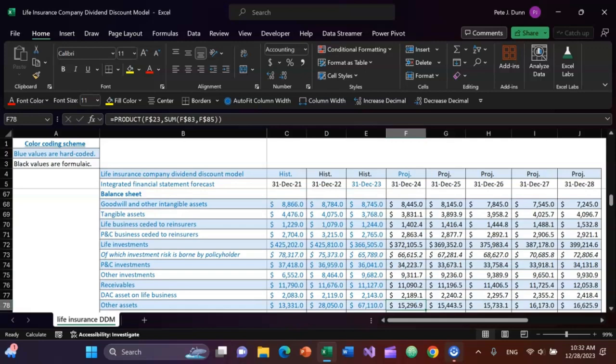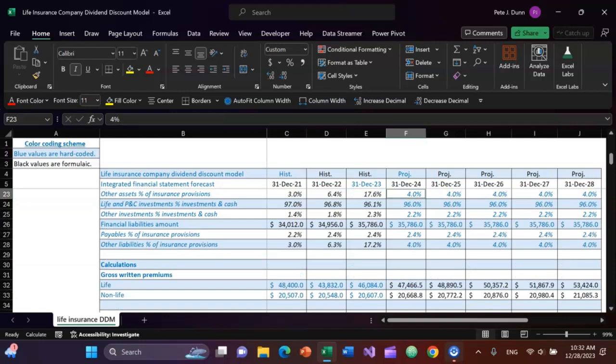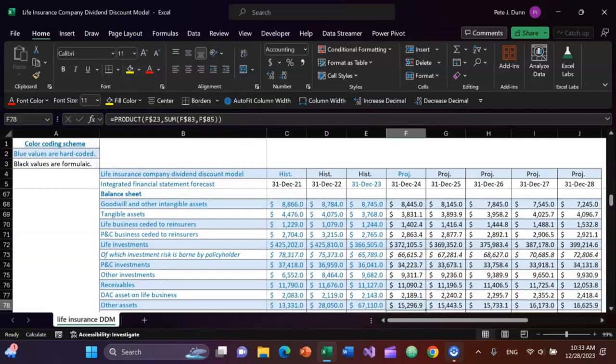Other assets are a product of the assumption in row 23 times the sum of the insurance provisions, not including those unit link provisions borne by the policyholder. So I can do Control F bracket. And as a percentage of insurance provisions, we assume other assets are 4% of that in this model. I have that hard coded throughout the forecast. F5 enter to get back.